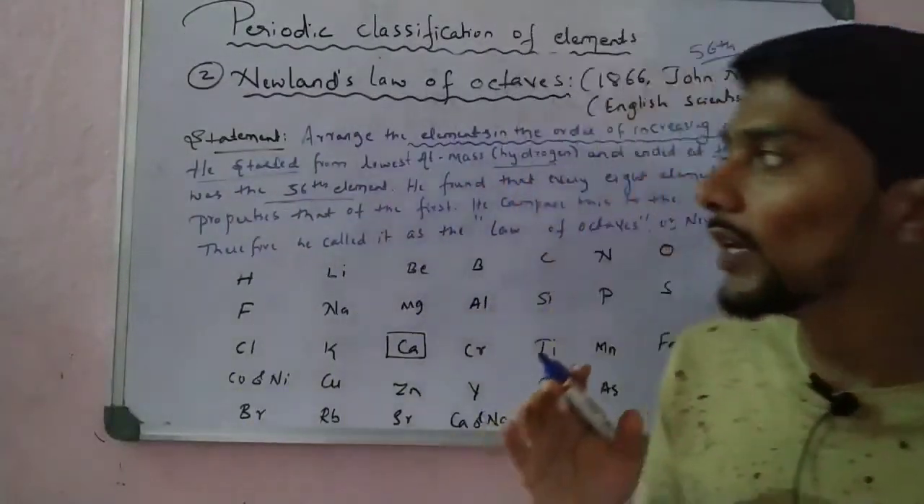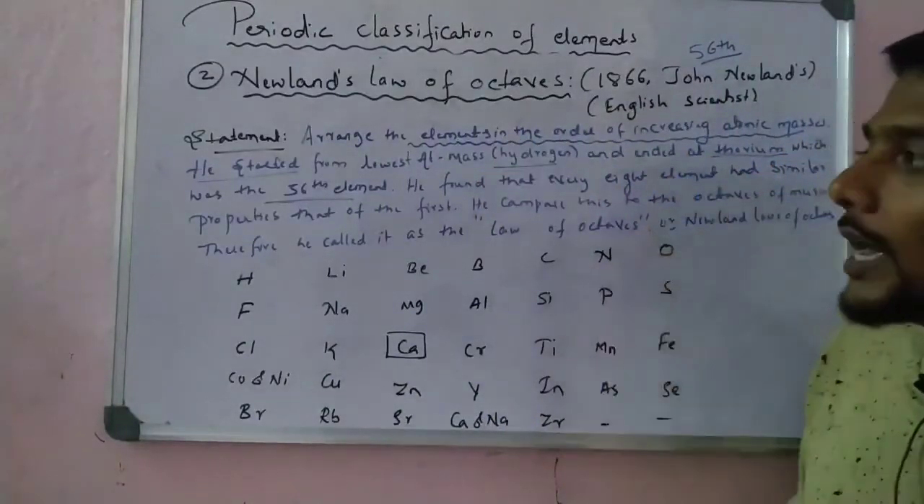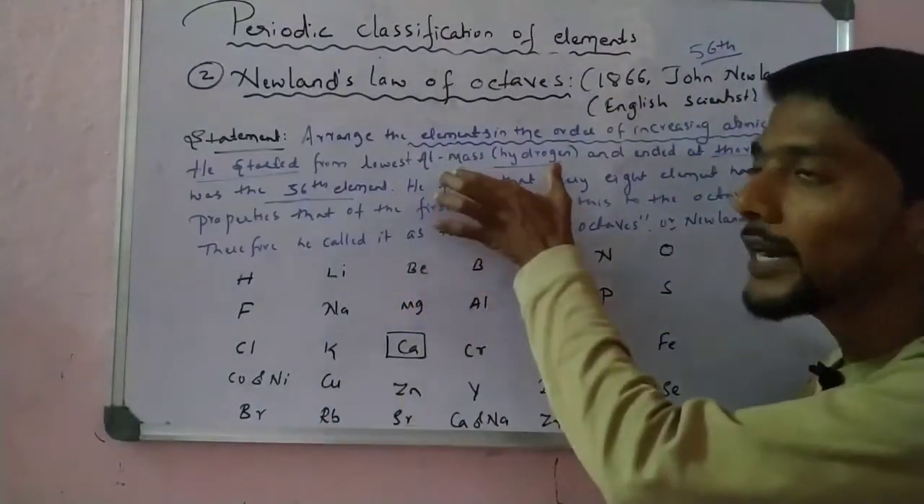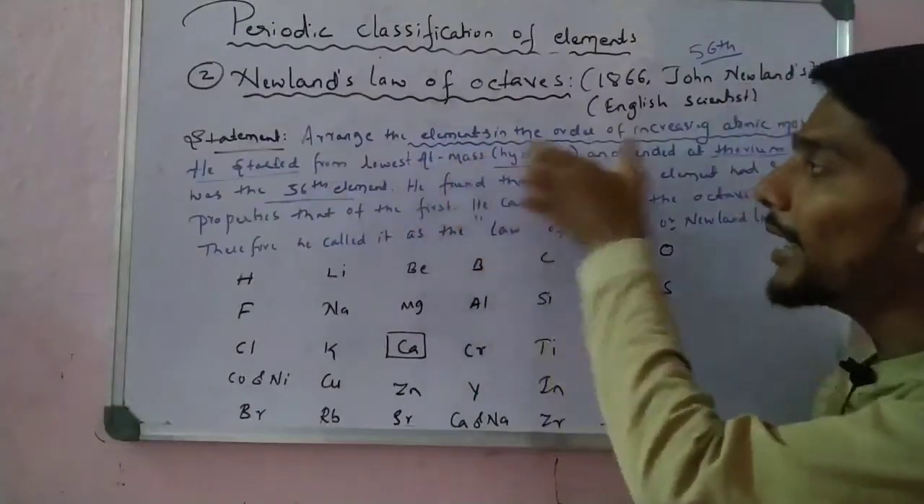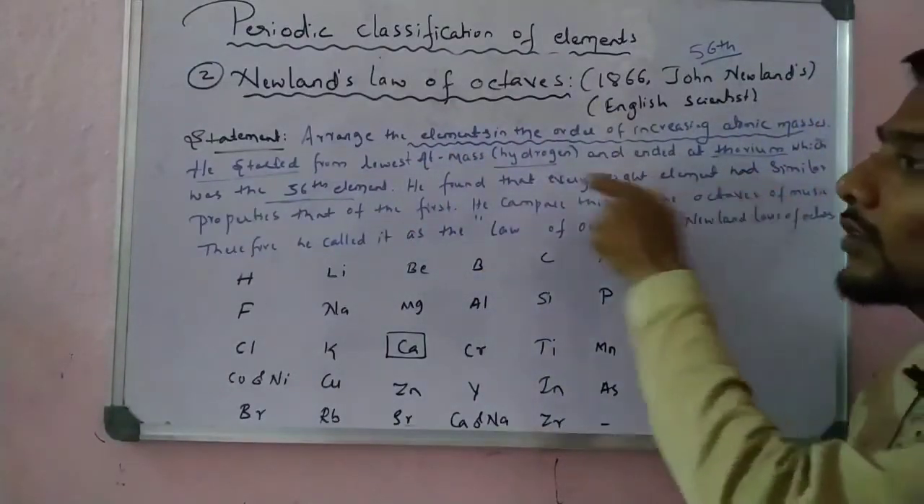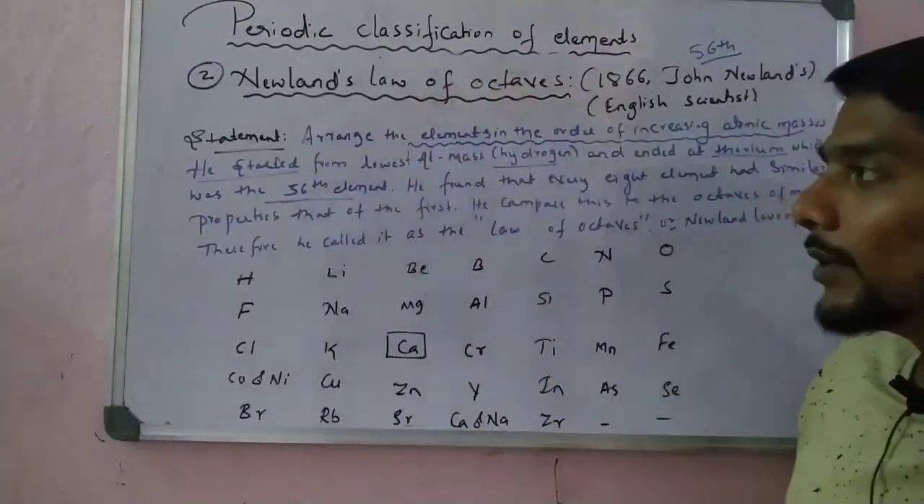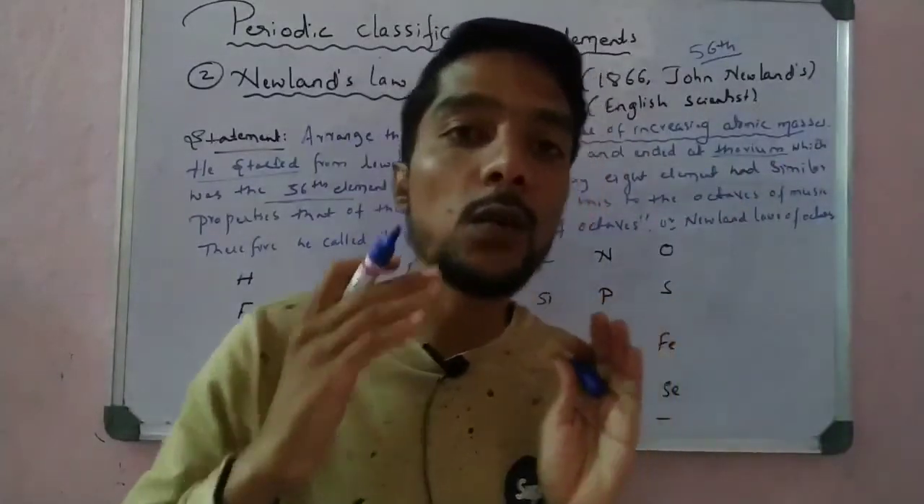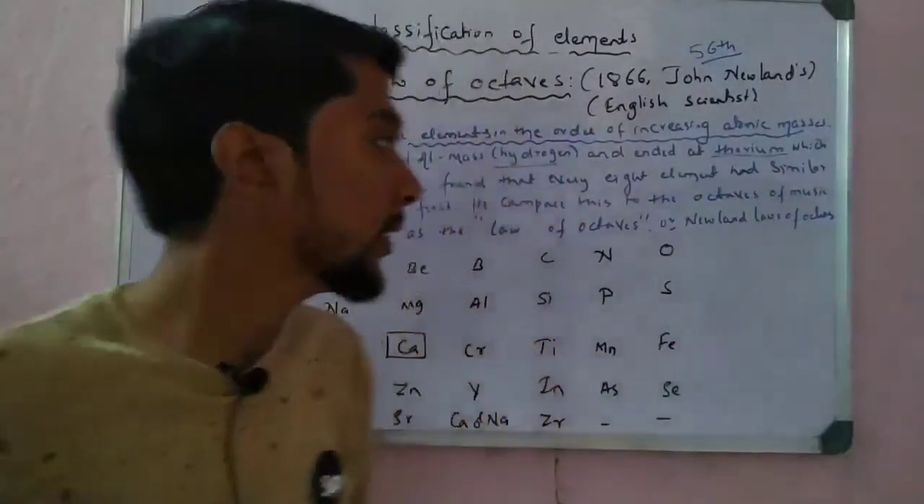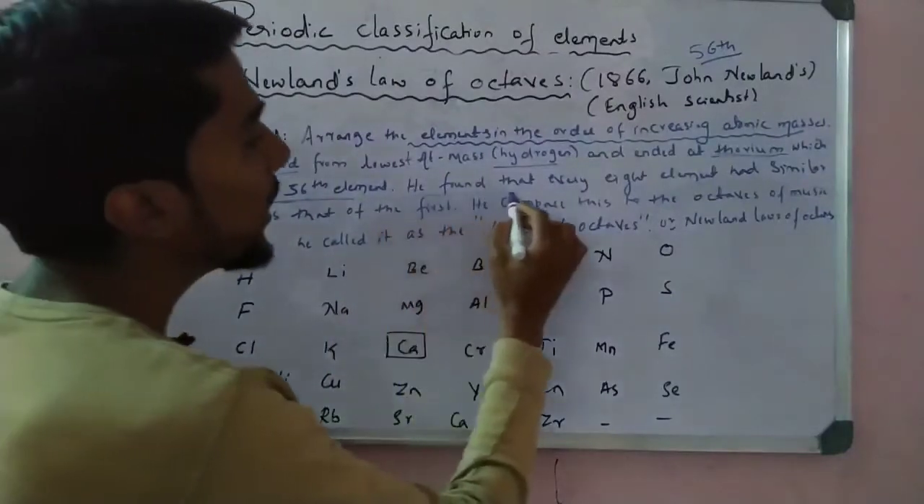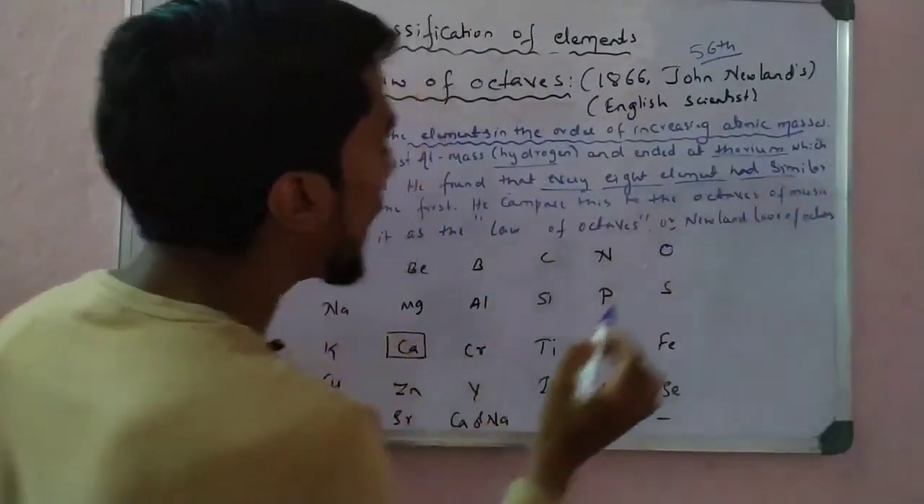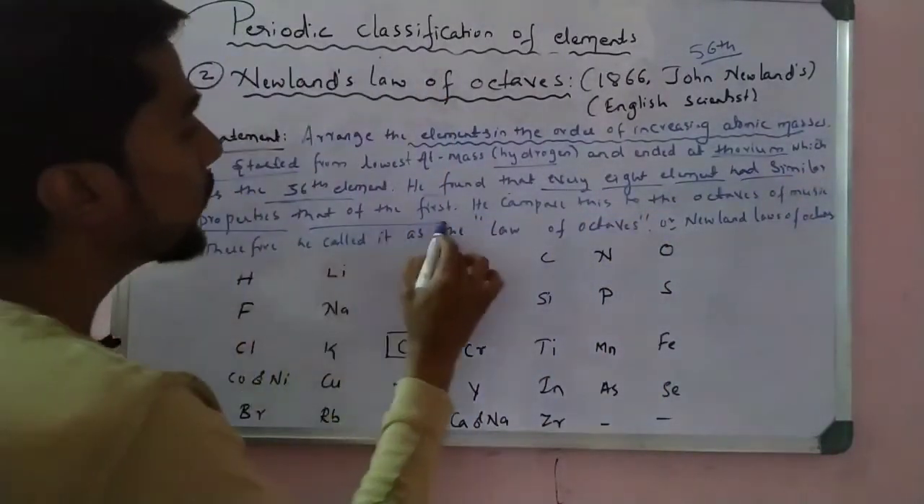So the classification of elements is based on the increasing order of atomic masses, starting with the hydrogen atom with the lowest atomic mass and ending with thorium. That is where the 56 known elements of that time ended. He was involved in the classification of 56 elements, right? So let's see. He found that every eighth element has similar properties to the first one.